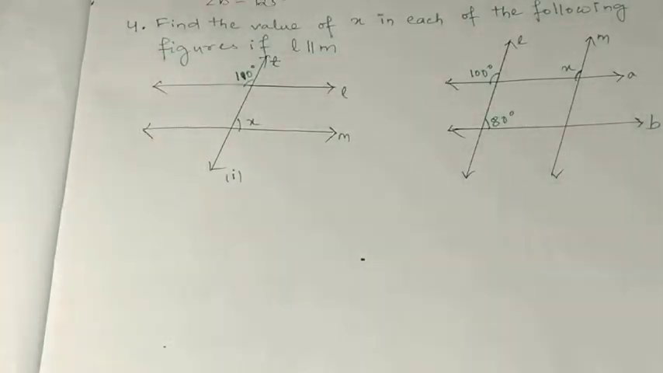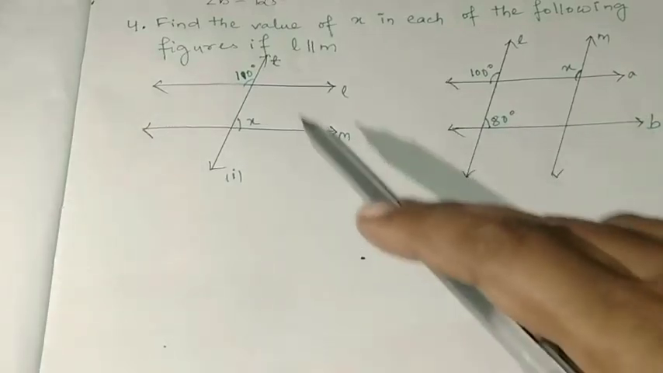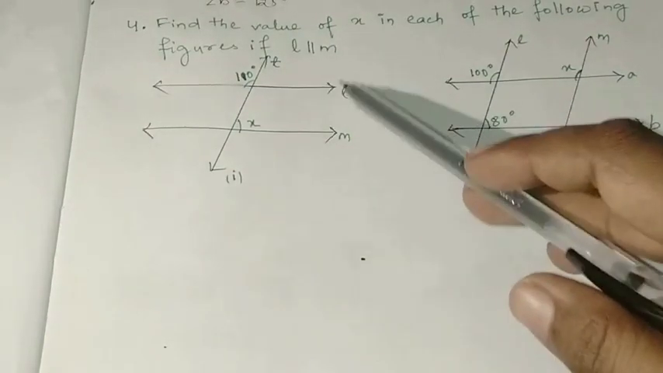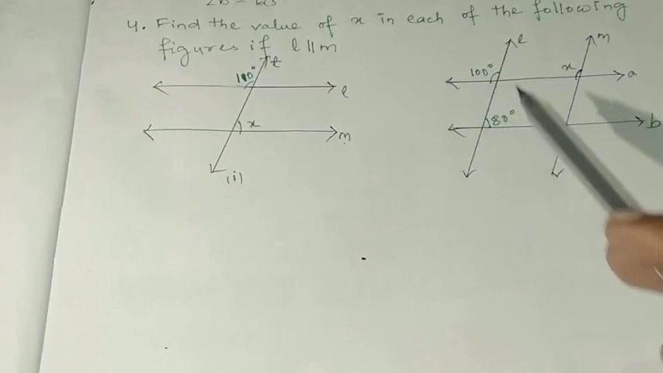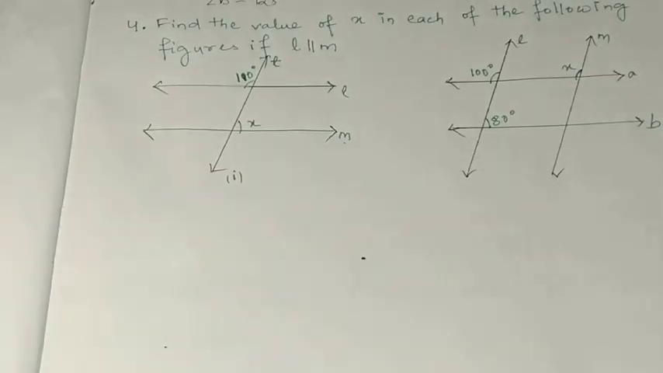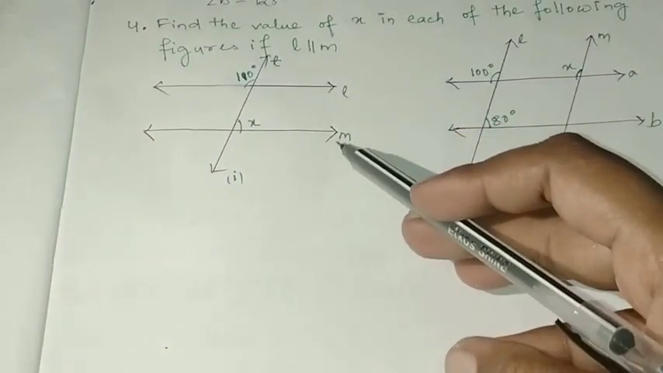Okay, next we will move to question number 4, that is find the value of x in each of the following figures if L is parallel to M. So look at here, two figures are given and we have to find out the value of x. Here this is x, here this is x, and which lines are parallel? L is parallel to M and a transversal line is formed. Here L is parallel to M and here two transversal lines are formed. Okay, so let's see what it is given.